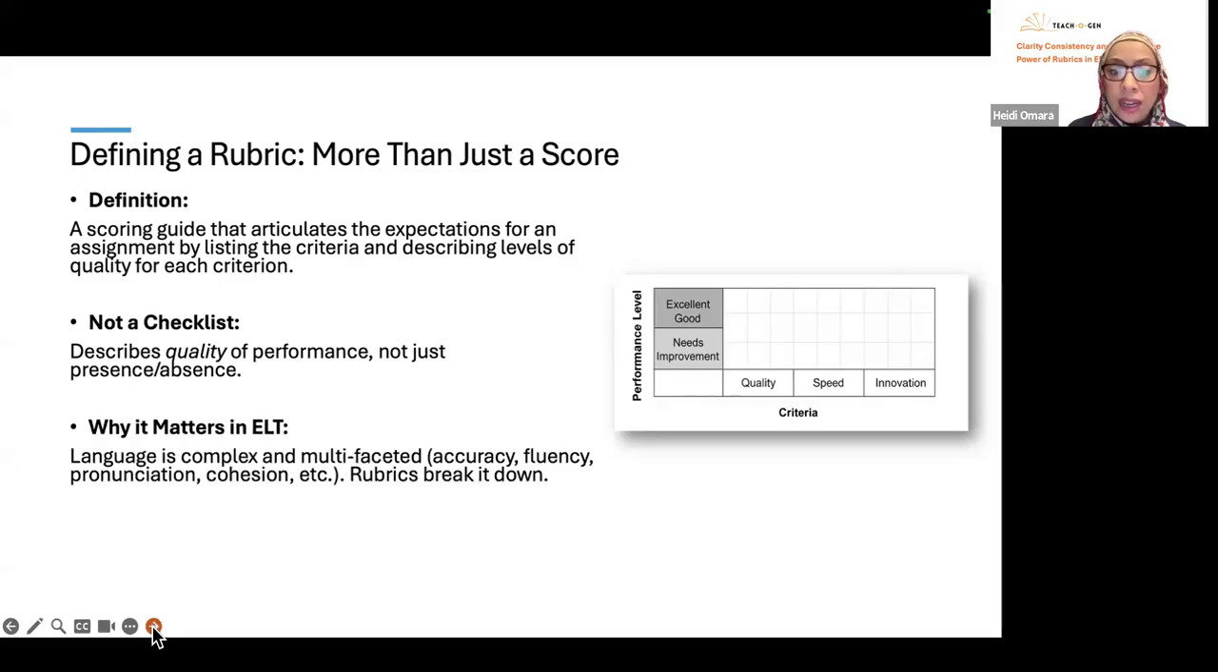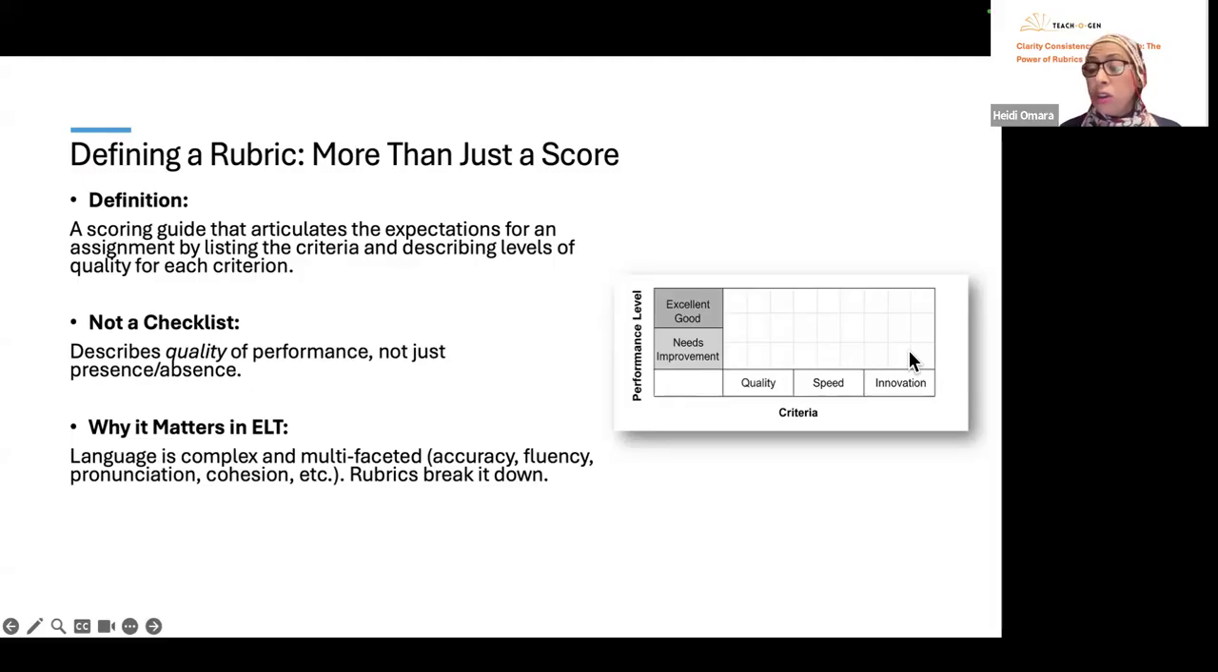Why does it matter in ELT? Because simply language is very complex. We have got more than one thing to assess. Okay, so in a writing, what do we assess in a writing? Can you share with me what we assess in a writing? Here in the chat box, what do we assess in a writing? I gave you already some hints here. You can use some of them. So what do we assess in writing? What do we look for? Let's think about the most important thing in writing.